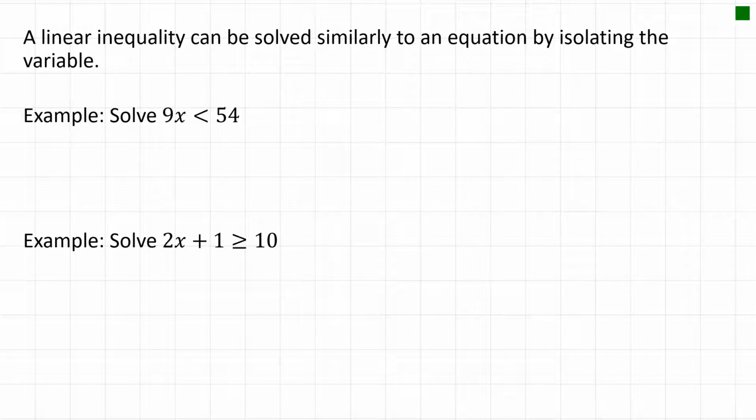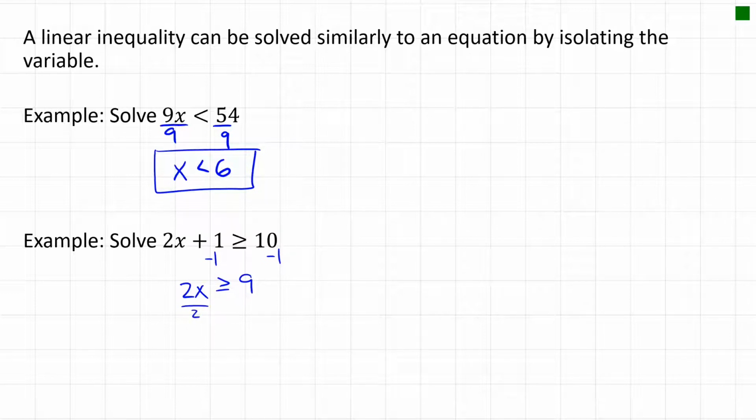If we want to solve 9x is less than 54, we divide each side by 9, and we get x is less than 54 divided by 9. That's in our 9 times tables. That is 6. So x is less than 6 is a solution to that inequality. Let's do this next one. We're going to solve this again very similarly. Just as though it was an equal sign, what we would do to isolate the x is to move that constant term over. So we have 2x is greater than or equal to 9. And then we divide each side by 2, and we get x is greater than or equal to 9/2. And there's our solution.